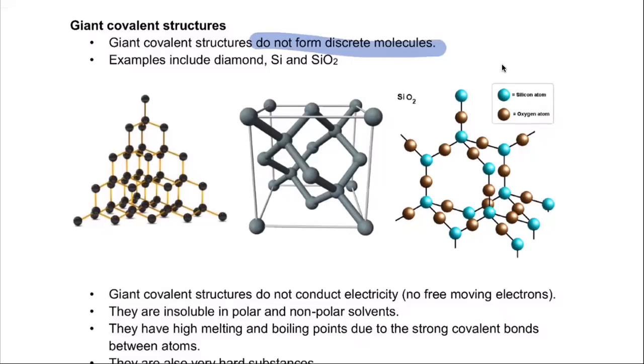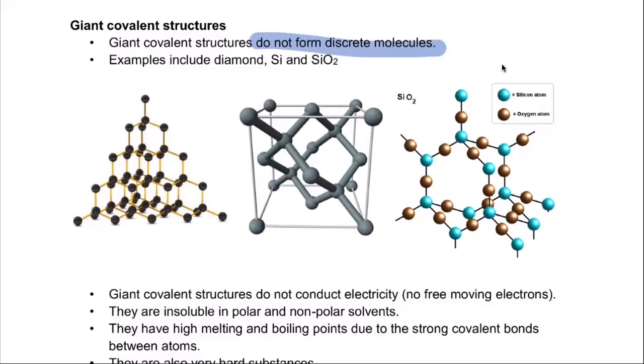So sometimes you'll hear them called networks instead of giant covalent, because they form big networks. And because they're these giant networks, they have really, really strong bonds. Okay. Diamond is a giant covalent structure. The diamond is the hardest substance that we know of.